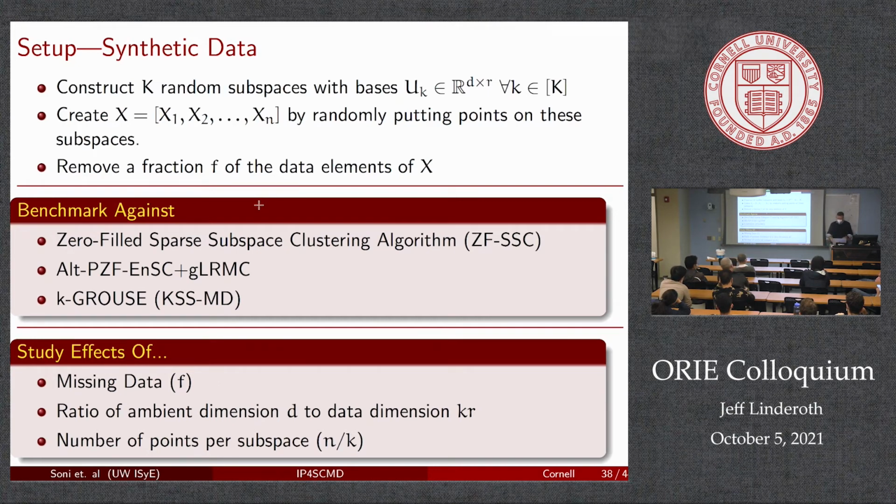The first, which I think is the most relevant one, shows for each of these algorithms, as we remove more and more data, how well the classification error does, with integer programming in these three. Then I'm going to do an experiment where we fix the other things, and the x-axis is the ratio of the ambient dimension to the data dimension. So it will go from the high rank case to something where KR gets smaller, or D gets bigger and bigger with respect to KR.